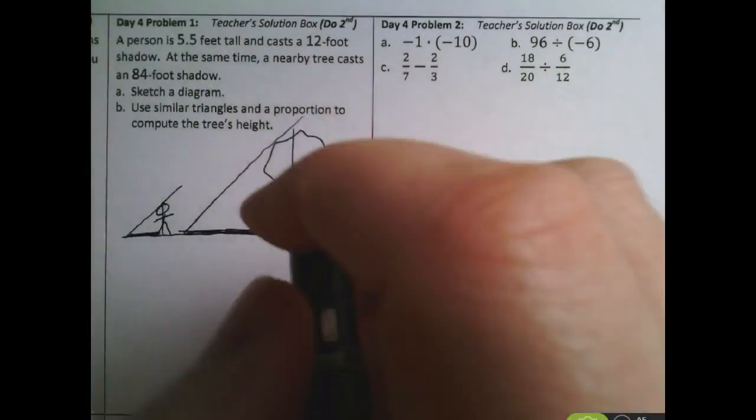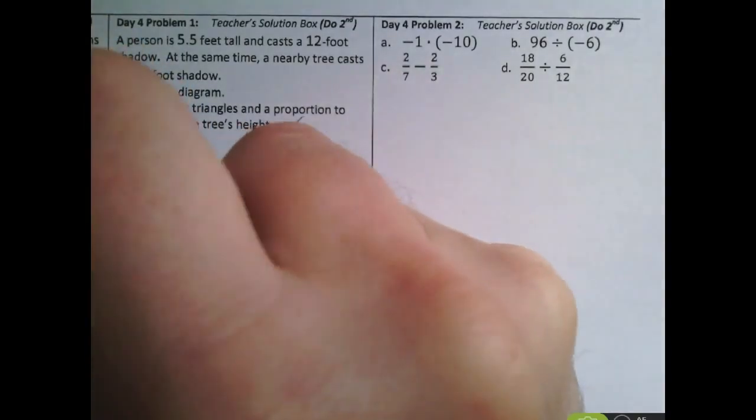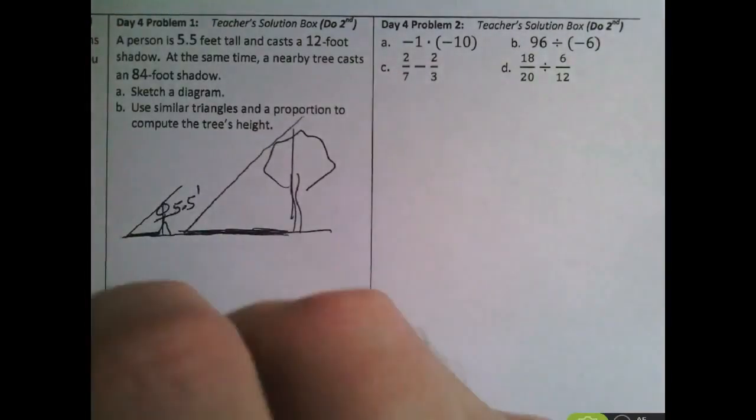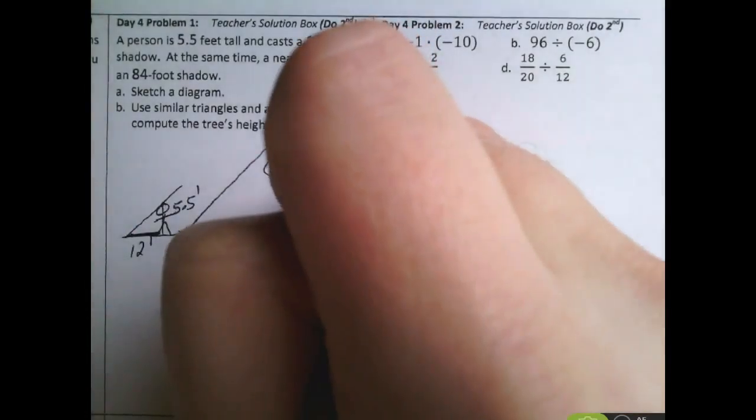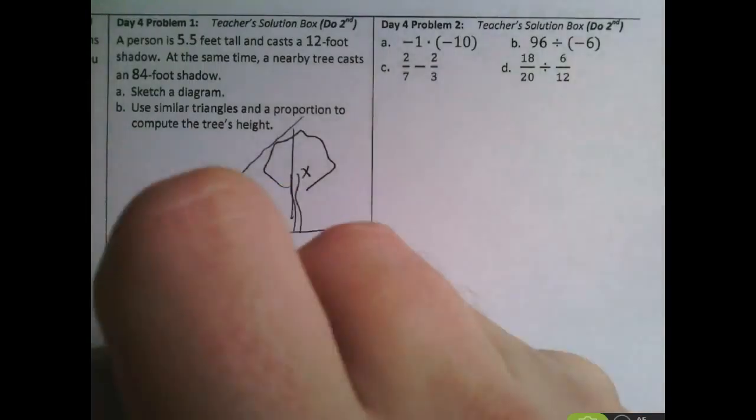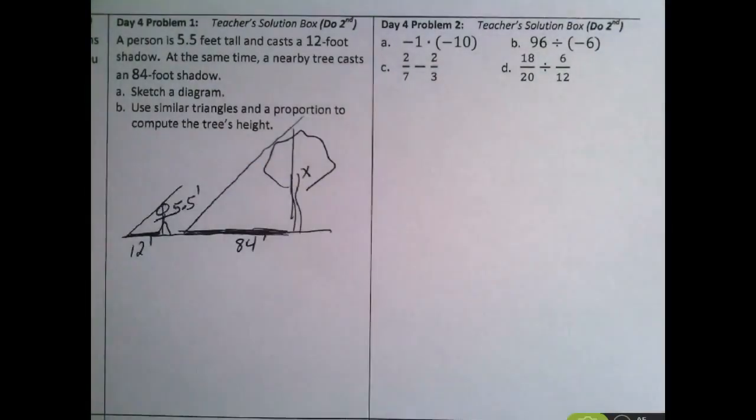So now for some labels, the person is 5.5 feet tall and the person's shadow is 12 feet long. Okay, with the tree we don't know how tall it is. How about X for now, and its shadow is 84 feet long. In part B, we can use proportions to find the height of the tree.